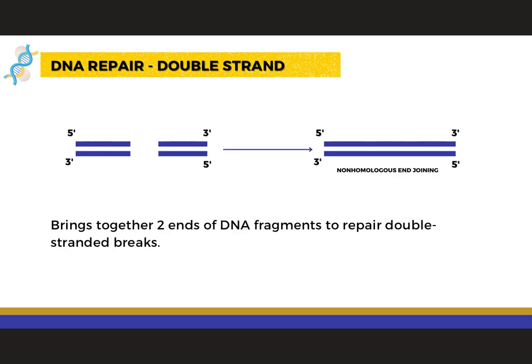Now let us discuss DNA repair mechanism. So we have first your non-homologous end joining. So in here, it brings together two ends of your DNA fragments to repair double-stranded breaks, as you can see here in the figure. Homology is not required and part of the DNA may be lost or translocated. Again, non-homologous end joining results in loss of DNA.